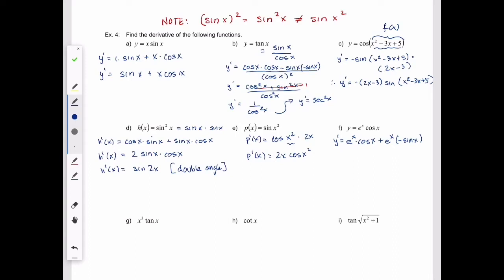And again, we always try and clean this up as much as possible. So y prime is going to be equal to, I can factor out an e to the x, and what I have left is cos of x minus the sine of x. And I really can't do anything with the bracket, so we're done.